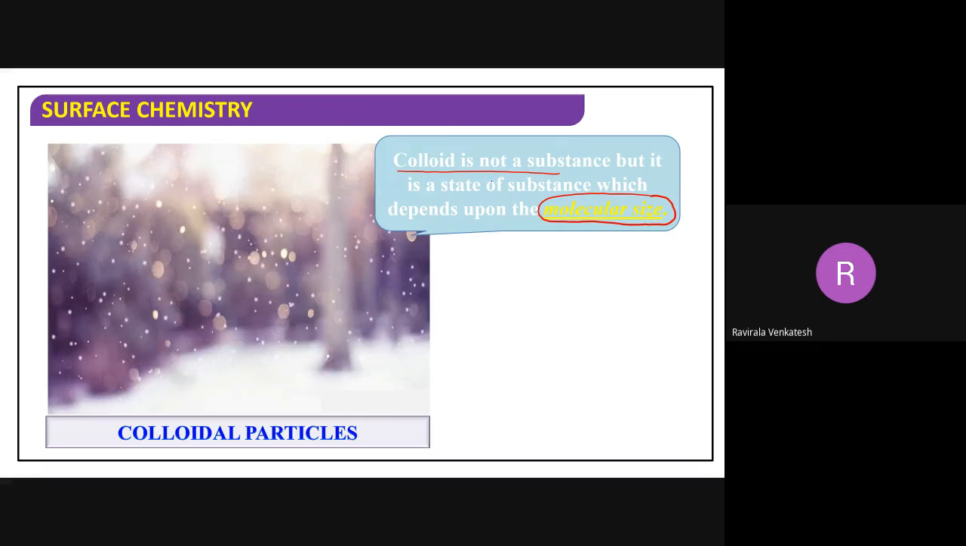It only depends upon the size of the molecule. Any substance can be converted into colloid based upon its molecular size.